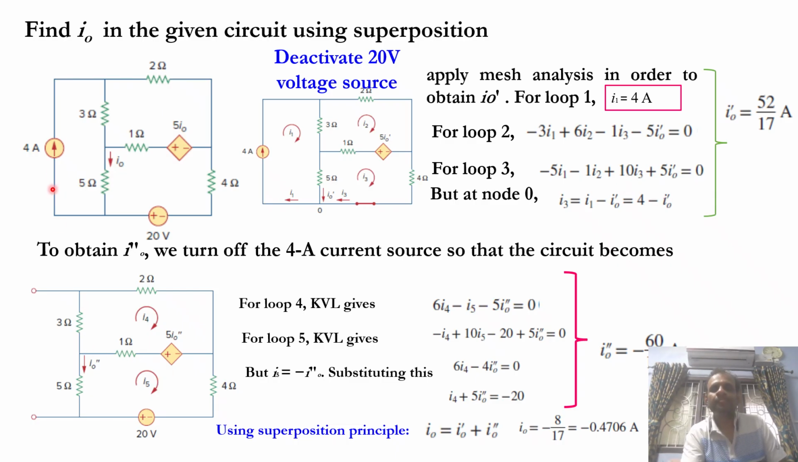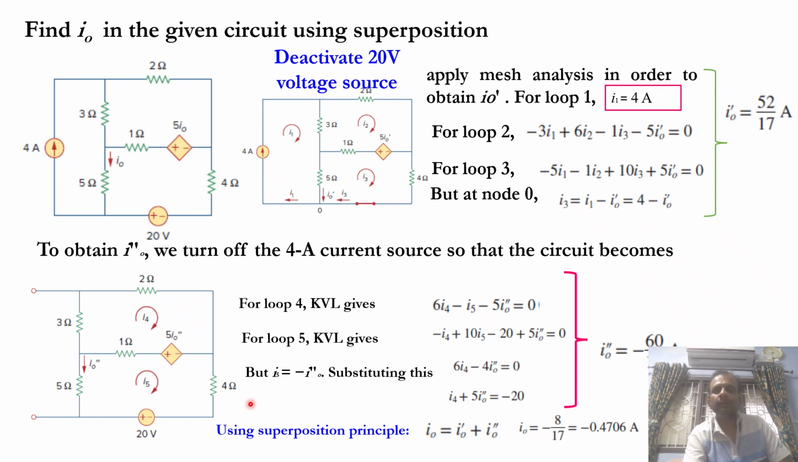Similarly, this source is retained. This source is made 0. How to make this source 0? Open. So I have made this open and this is retained. So this one is a dependent source. So only two loops I have got, loop 4 and loop 5.